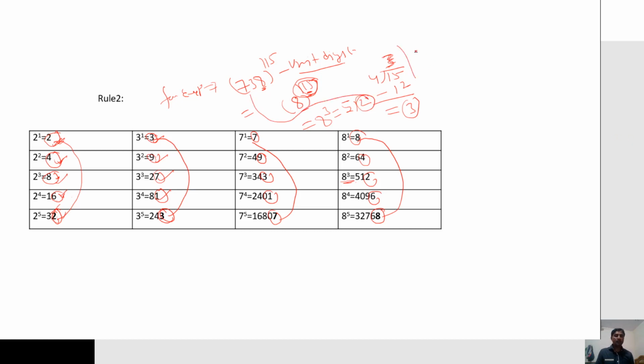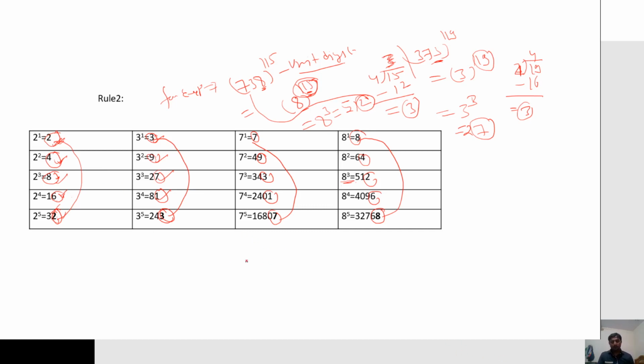Next example, 373 to the power 119. We take the unit digit here, 3, so 3 to the power 119. Dividing 19 by 4, 4 fours are 16, and this gives remainder 3. With remainder 3, 3 to the power 3 is 27, and here the unit digit is 7. You will get the answer 7. Okay.